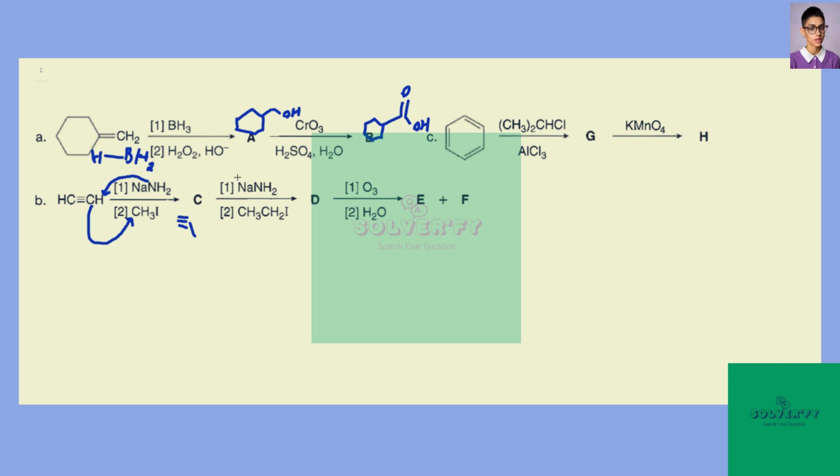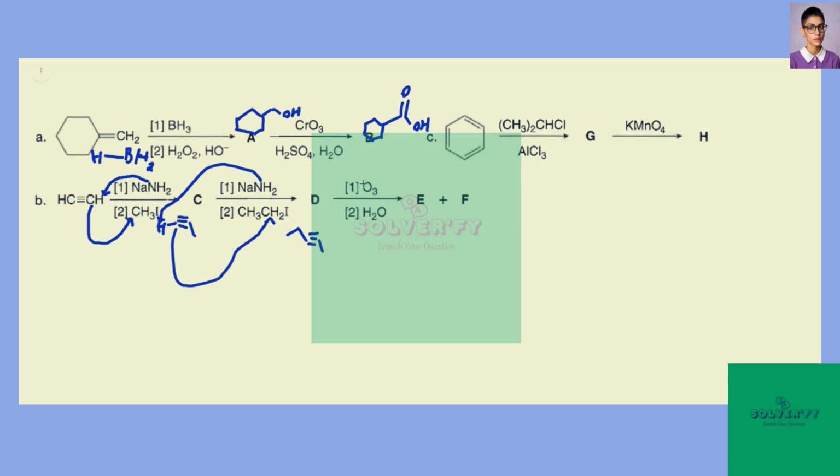Now we're taking C, and we're also taking sodium amide again, and now sodium amide is this time going to deprotonate the other side to make a carbanion, which can then attack this alkyl halide. So we have one carbon here, and we get two carbons on this side.